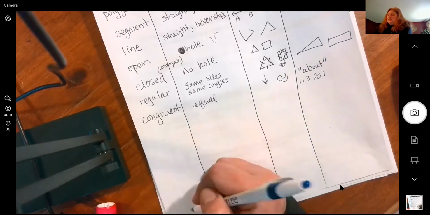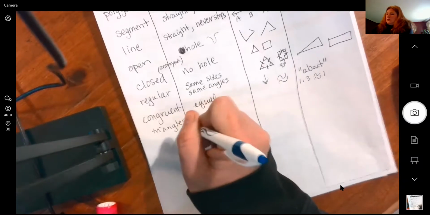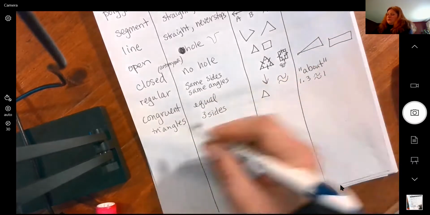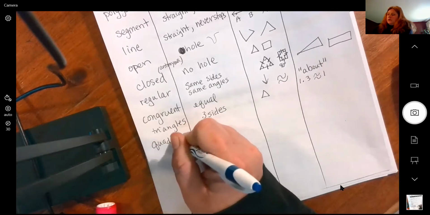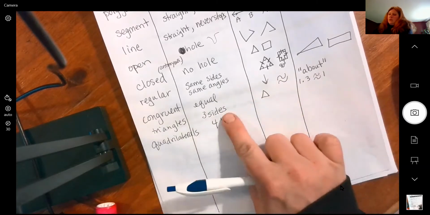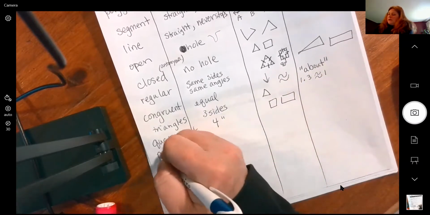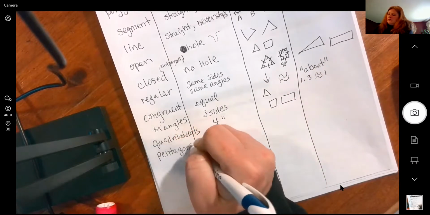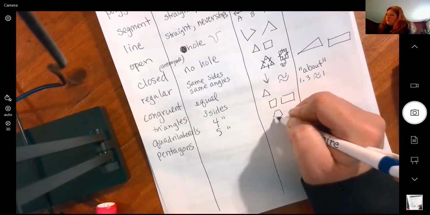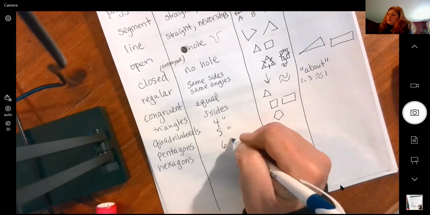So we need about 6 new vocab words on our list. So we have triangles, and we have quadrilaterals. That just means the same word. I'm not gonna rewrite it. We have pentagons, which is 5 sides. We have hexagons, which are 6.